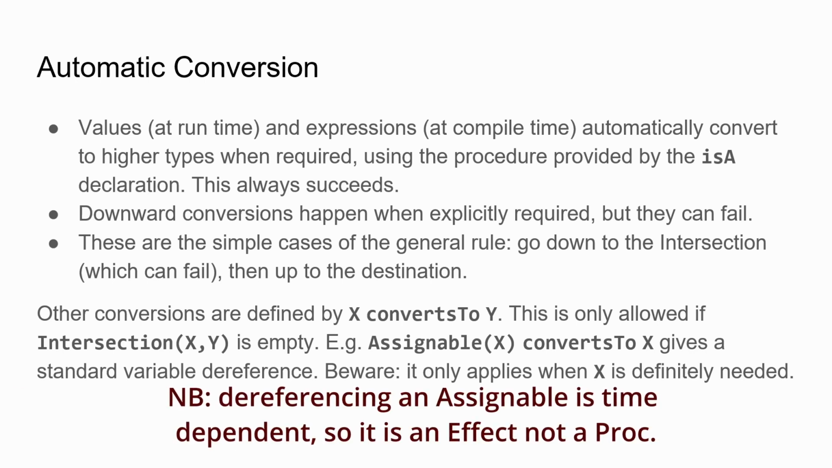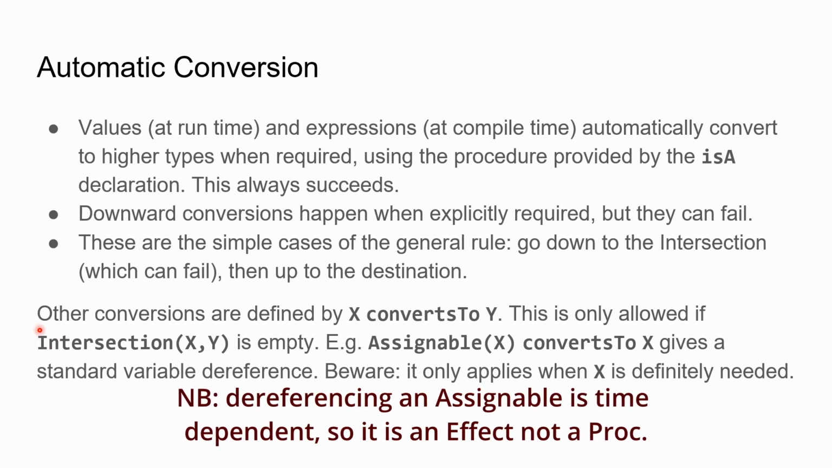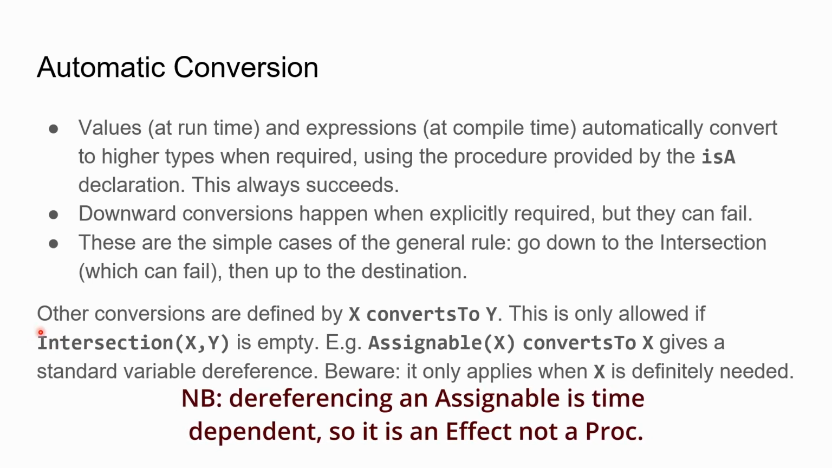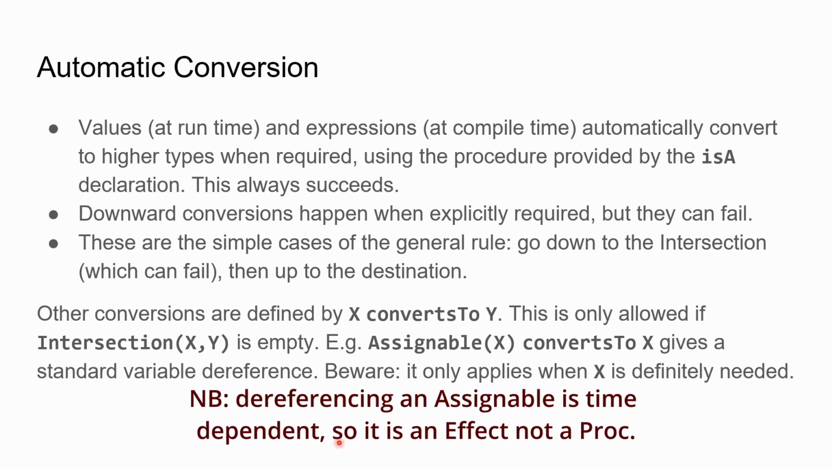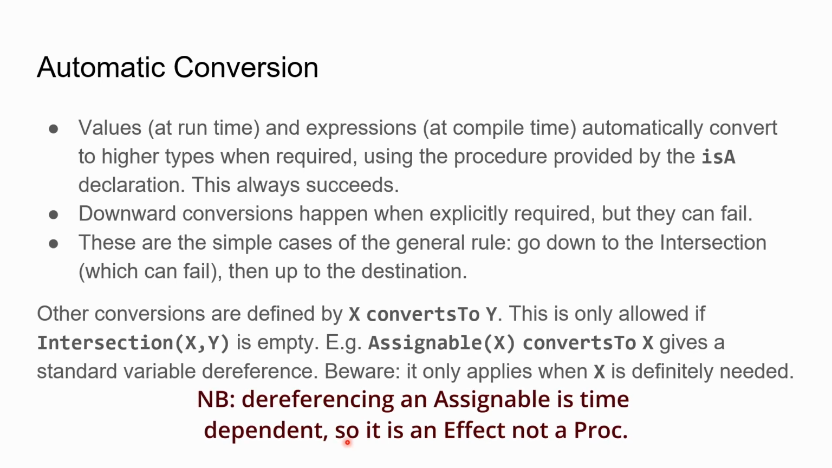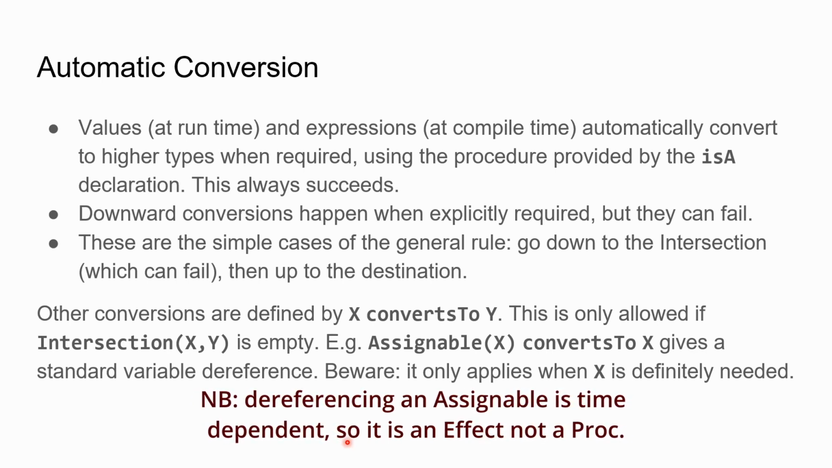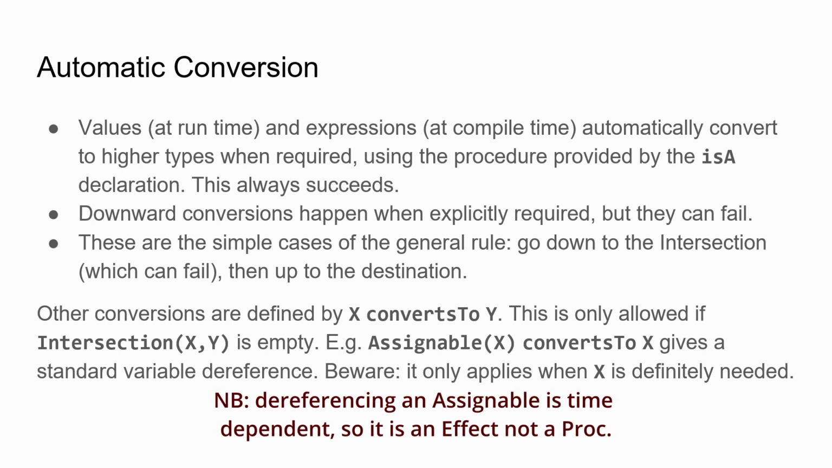So an assignable is like an ordinary variable that can change, and it's commonly useful to have that convert automatically to the thing it's a variable of. So we want a variable integer to convert to an integer by taking the current value out of the variable box. However, you have to be careful. It only applies when X is definitely needed.